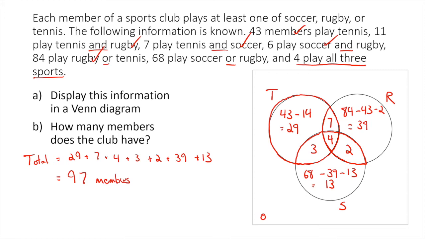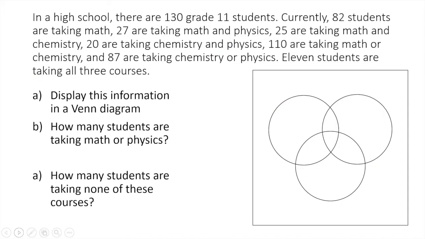So you can see how there's pattern recognition involved, understanding what the language of the question is stating and how that relates to the Venn diagram itself. So let's take a look at one more problem just like that. In this case, we have a high school where there's 130 grade 11 students. We know that that rectangle has to represent all 130 students. There is no statement yet that every student must take one of these courses, which means that there is going to be a number outside of the circles that we have to figure out.